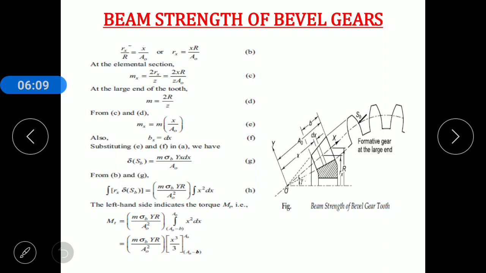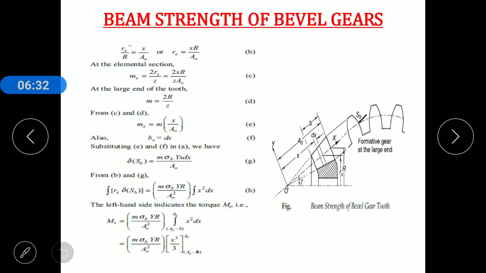Consider equation E. Also, the face width of the elemental section, that is bx, is equal to dx, that is shown on the figure. Now here we substitute the values of mx and bx, meaning we substitute equations E and F in equation A. Equation A is the Lewis equation for the formative spur gear.